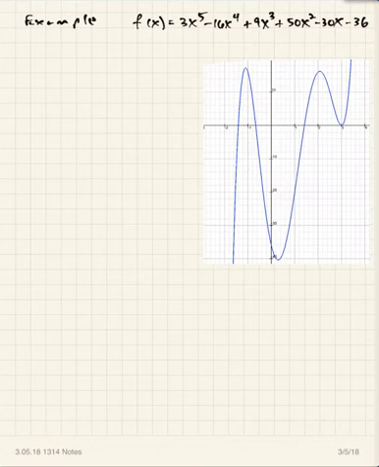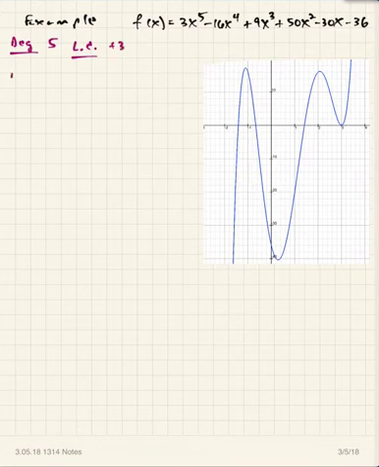This is a 5th degree polynomial, so there have got to be 5 zeros here. So we have a little bit of work to do. All right, so let's go through this. The degree is 5 because of the 5th degree term there. The leading coefficient is positive 3, and it's positive that's the important thing.